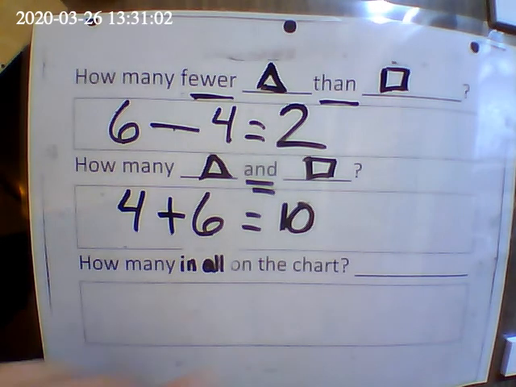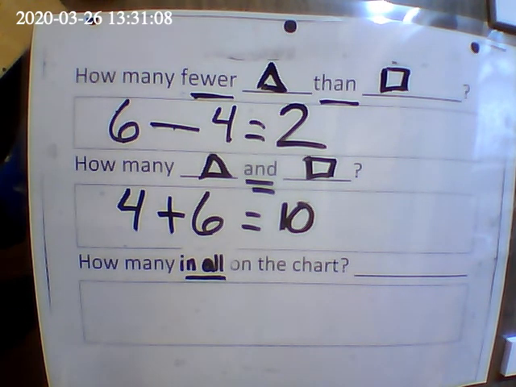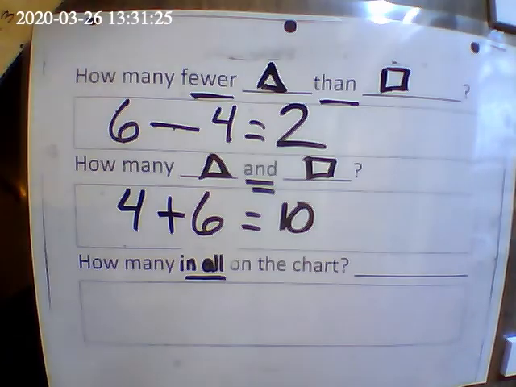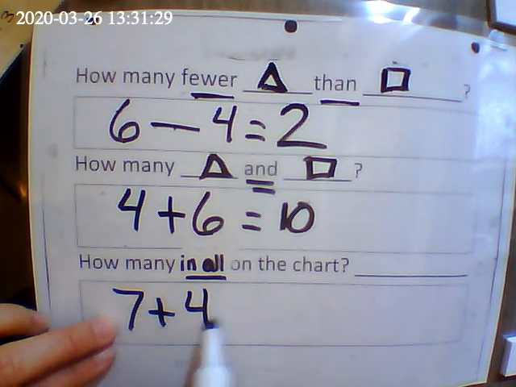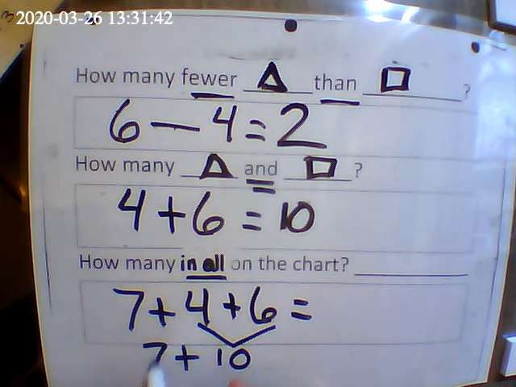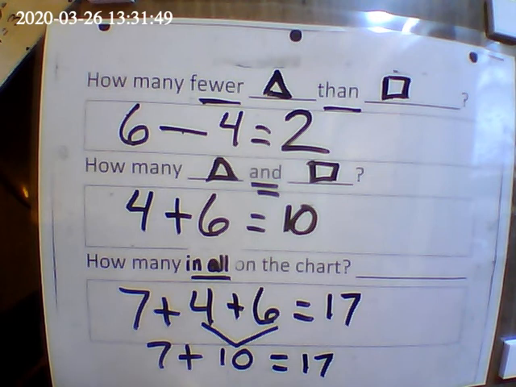It's a 10 fact. And then on the last problem it says how many in all on the chart. So are we adding or subtracting? We are going to be adding. That in all tells us we want to put all of them together. So let's look at our chart. We have 7 circles, 4 triangles, and 6 squares, and we're going to add those together. 7 plus 4 plus 6, and solve. You notice this was a 10 fact, and we bring everything down. And if you got 17, you could do it 2 ways.